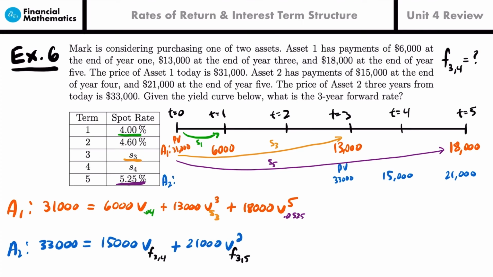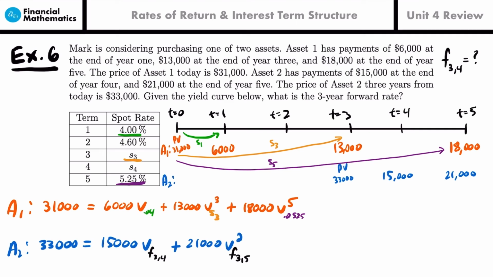All right, now we don't know what either of those forward rates are. However, we could find them if we knew the right spot rates. In order to find a forward rate from year 3 to year 4, we would need to know the spot rate for year 3 and the spot rate for year 4. And unfortunately, we don't know either of those. And to find the forward rate from year 3 to year 5, we would need to know the spot rates for a 3-year term and a 5-year term. And as of right now, we only know one of those. We know the spot rate S sub 5, but we don't know S sub 3.